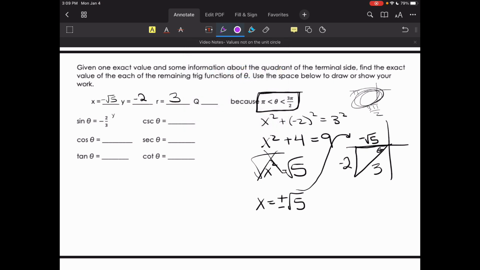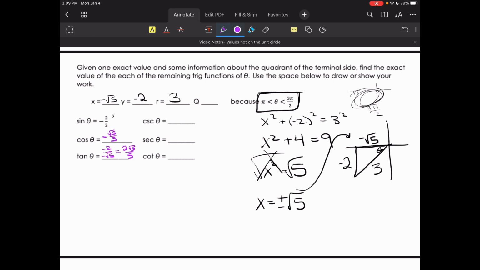And then I just need to find my remaining trig functions. So x over r, negative square root of 5 over 3. Y over x, so negative 2 over negative root 5. The negatives would become positive, and then rationalizing, I would get 2 root 5 over 5.